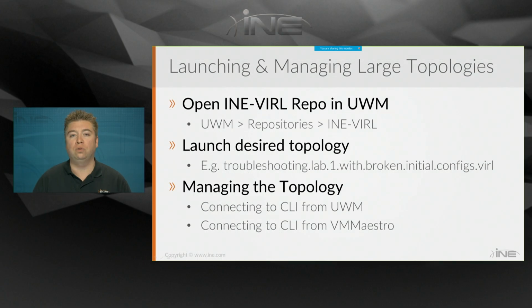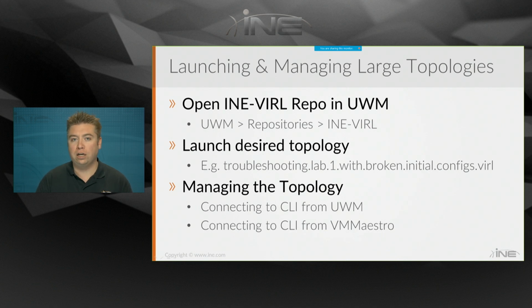So how do we connect to it through the CLI to actually log into the routers? Now you can do this one of two ways. You can either connect through the user workspace manager, so from the web interface that we had launched the topology, or you can use the VM Maestro desktop client that you're probably familiar with already running a standalone VIRL instance. So you don't have to have launched the topology from VM Maestro in order to manage it from that.